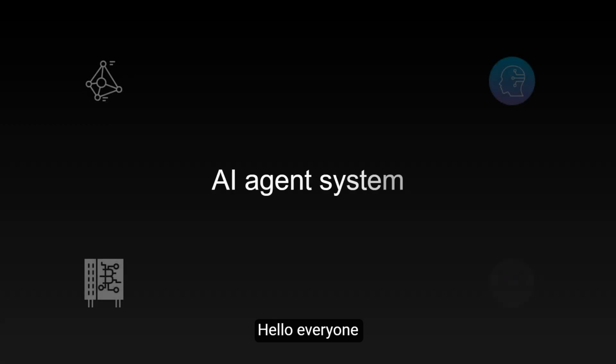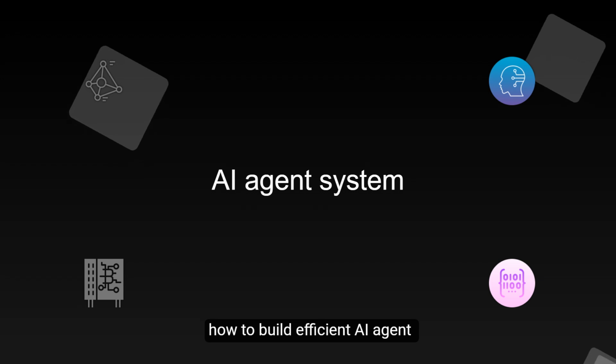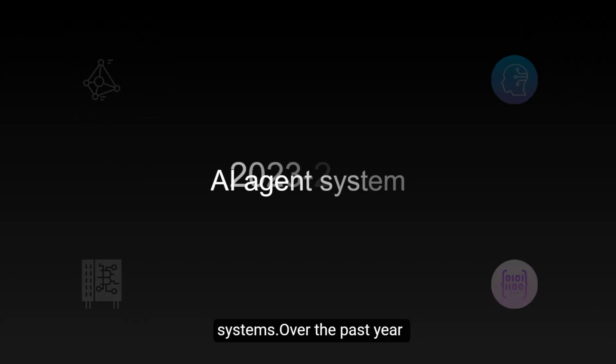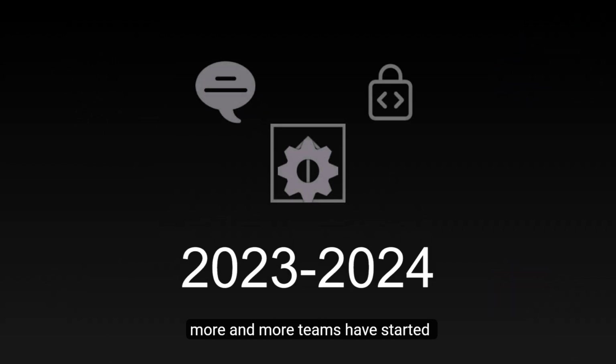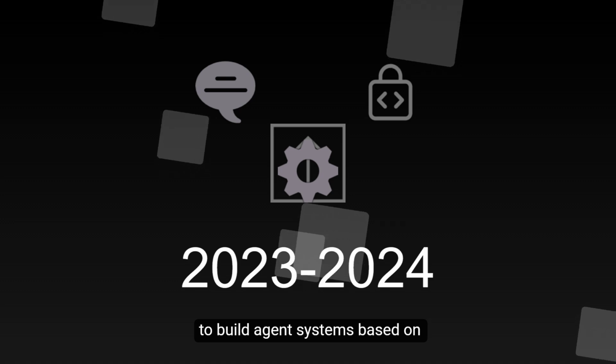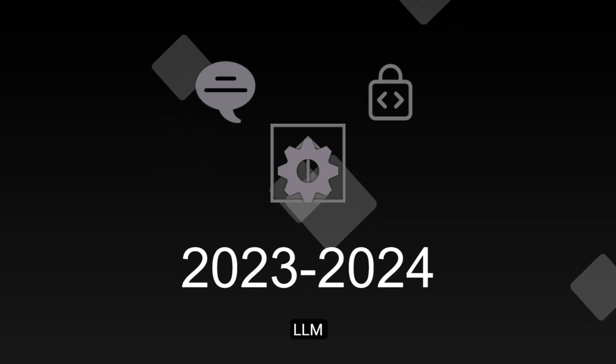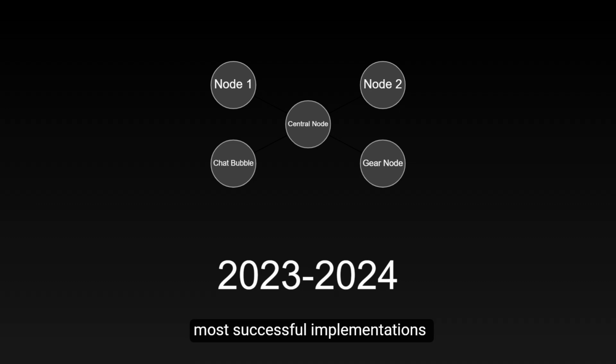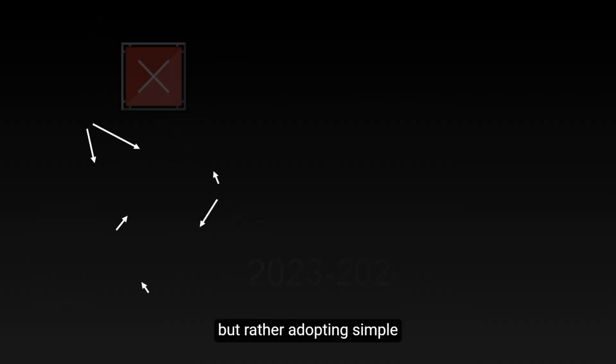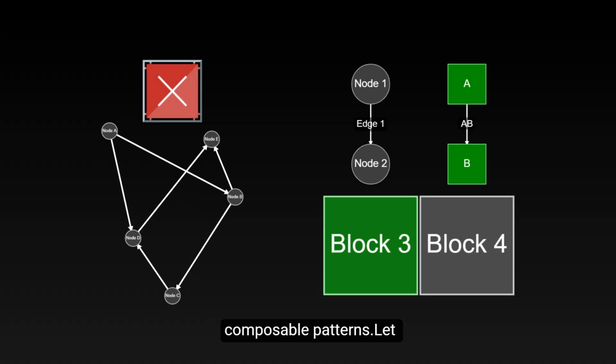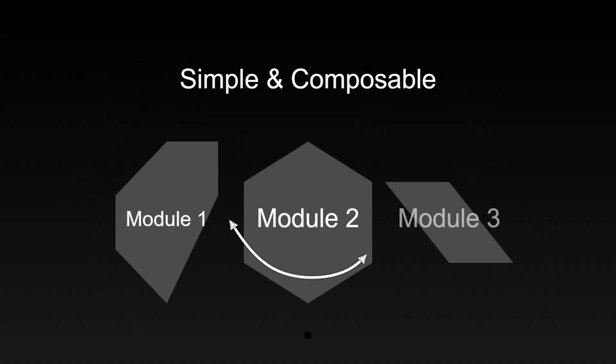Hello, everyone. Today we are going to discuss a very hot topic, how to build efficient AI agent systems. Over the past year, more and more teams have started to build agent systems based on large language models, LLM. The interesting thing is that the most successful implementations are often not using complex frameworks, but rather adopting simple, composable patterns. Let's dive deeper into this field together.